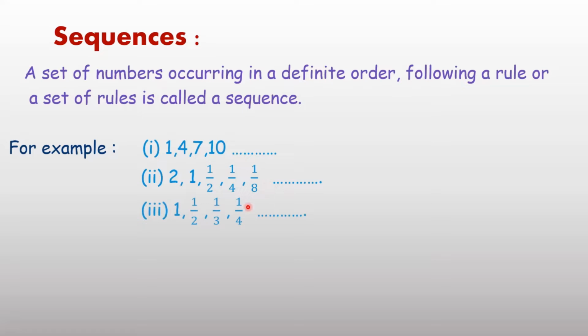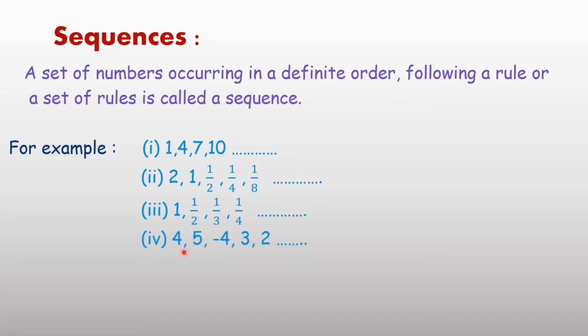Same process, third example. 1, 1 by 2, 1 by 3, 1 by 4 are written. What is the pattern here? First number we can write 1 as 1 upon 1. The numerator in every fraction is 1 and the denominator increases by 1. Here the denominator is 1, then 2, then 3, then 4. It implies the next number will be 1 upon 5. It also follows a particular pattern.